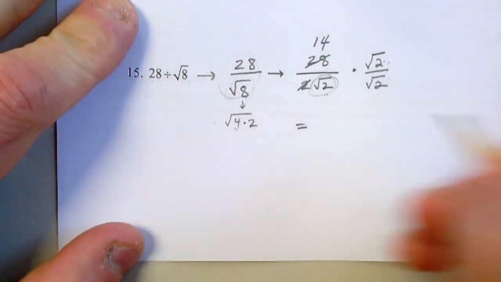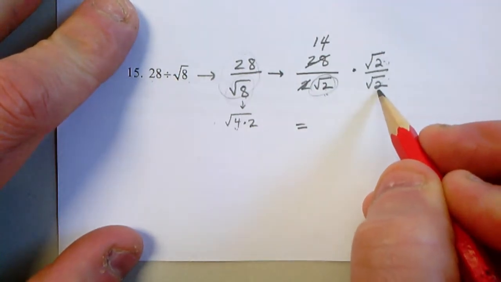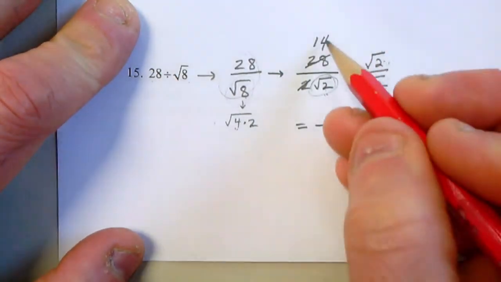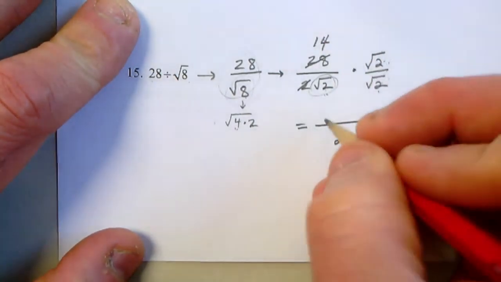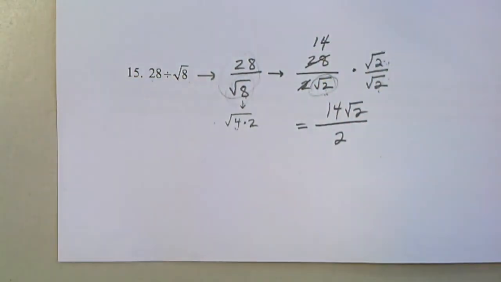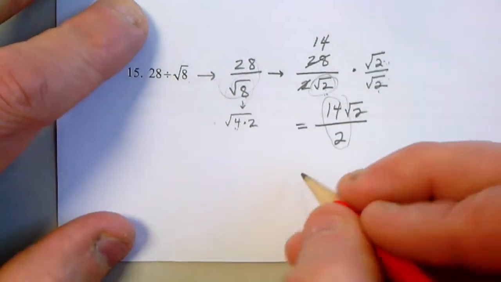Now, what does that give me? Well, what's the square root of 2 times the square root of 2? Remember, we talked about this in the last problem. It's just 2, okay? 14 times radical 2, what does that give me? 14 radical 2. This is like 14 times x is 14x, okay? Now, I can reduce this fraction right here. 14 divided by 2 is 7.